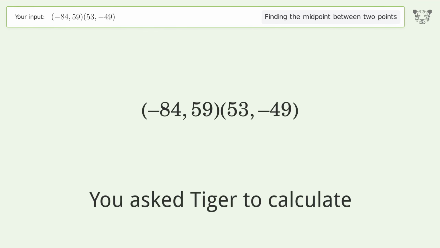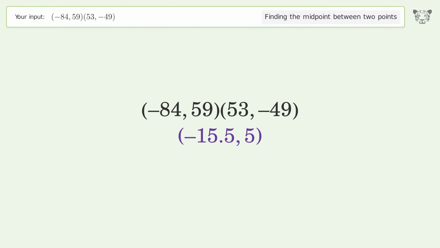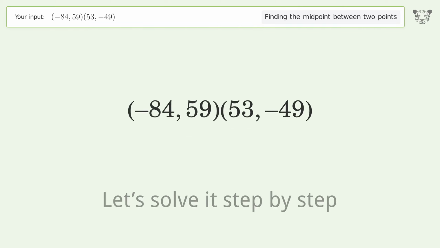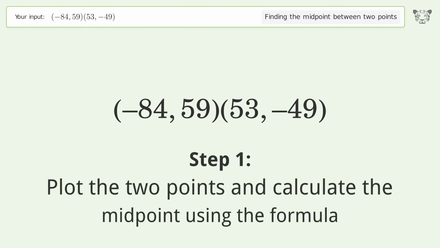You ask Tiger to calculate. This deals with finding the midpoint between 2 points. The midpoint between the 2 points is negative 15.55. Let's solve it step by step. Plot the 2 points and calculate the midpoint using the formula.